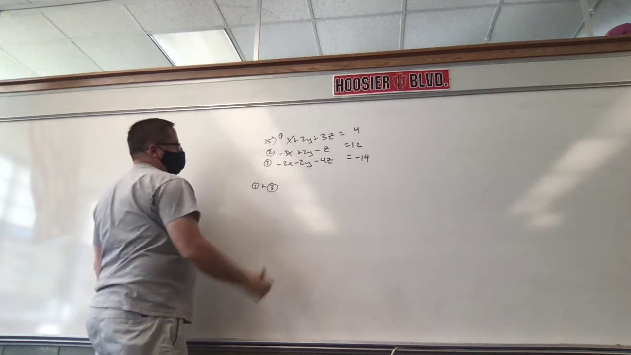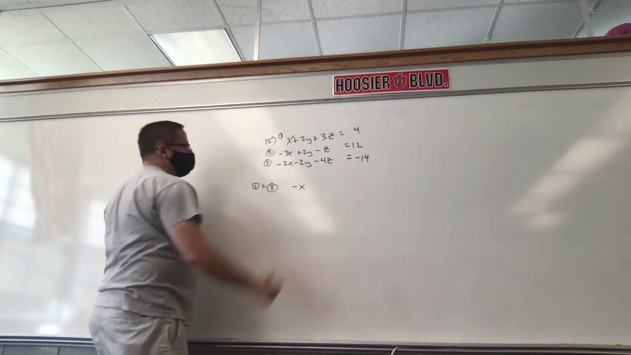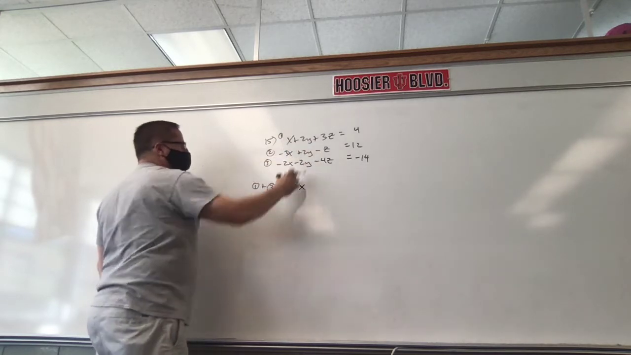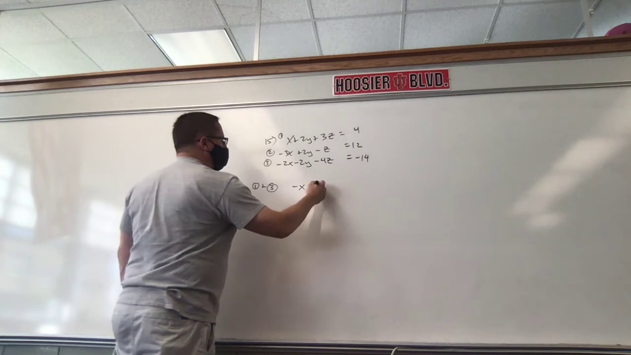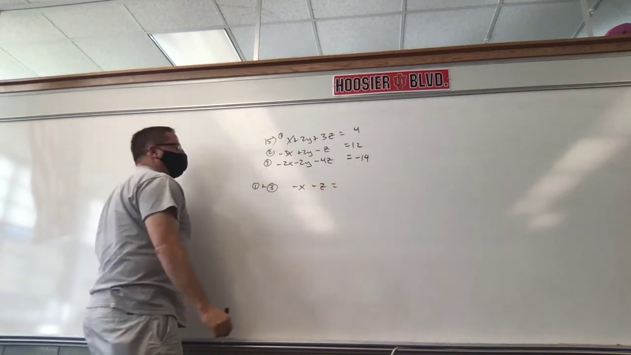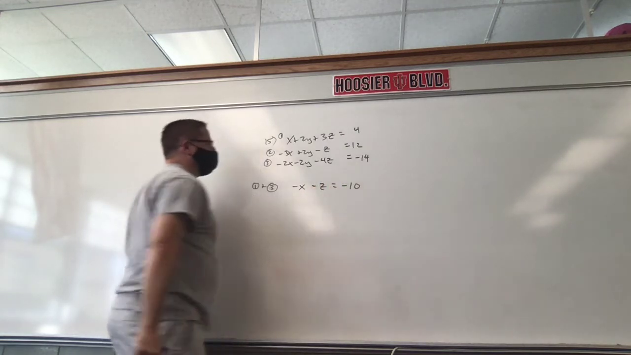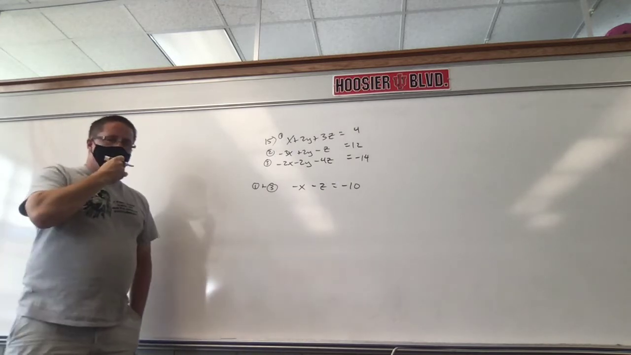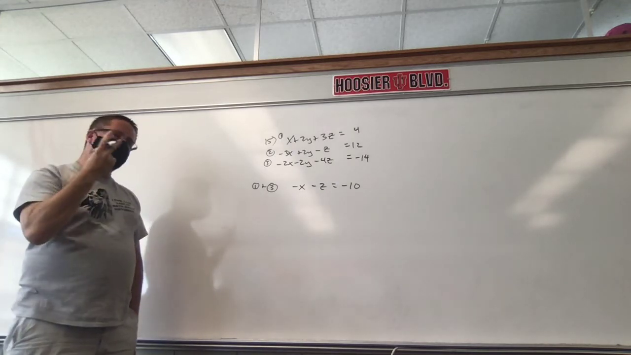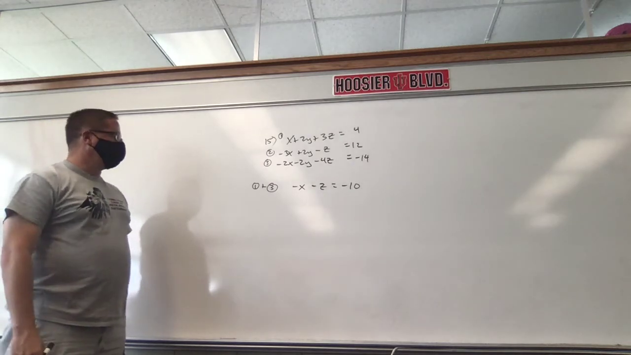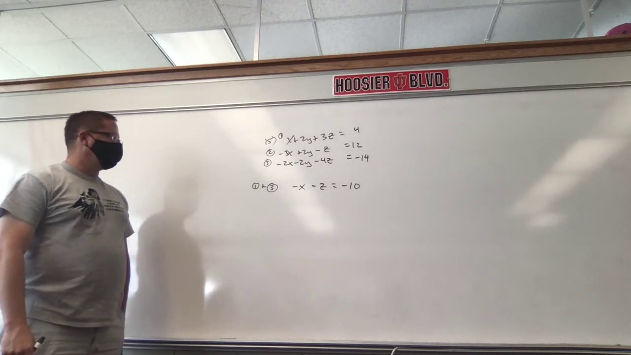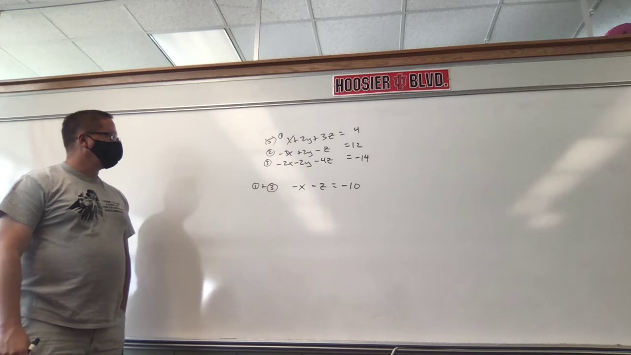x and negative 2x is a negative x. The 2y and the negative 2y cancel. The 3z and the negative 4z is a negative z. And 4 and negative 14 is negative 10. And again, that's not solvable. We have two variables. We need a second equation. What's another way we could eliminate y's other than using 1 and 3?